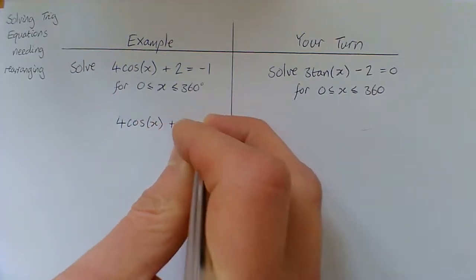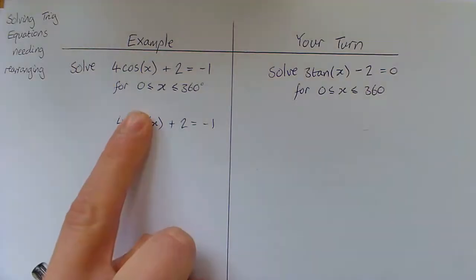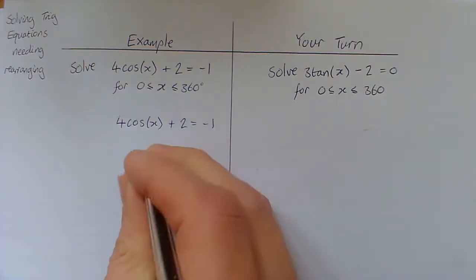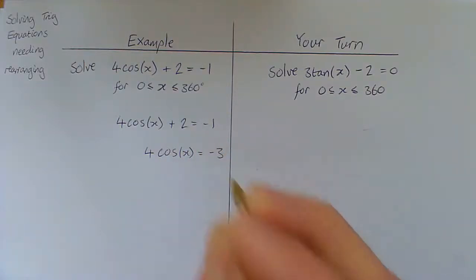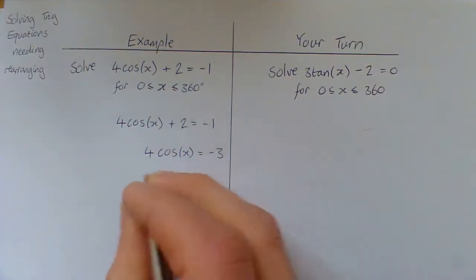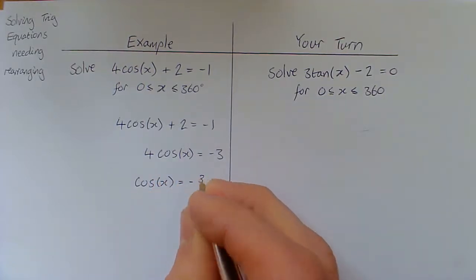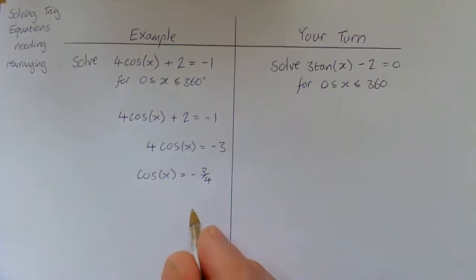So this time we are dealing with an equation. For the moment, we're just going to ignore the fact we've got cos x. We'll just think of it as an equation: 4 times something plus 2 equals minus 1. So we're going to take 2 off both sides, which will leave us with 4 cos x equals minus 3. And then we can divide both sides by 4. So we end up with cos of x equals minus 3/4 or minus 0.75. Doesn't matter which one you do. But we're able to get ourselves back to the type of equation that we know how to solve. And then we can work from there.